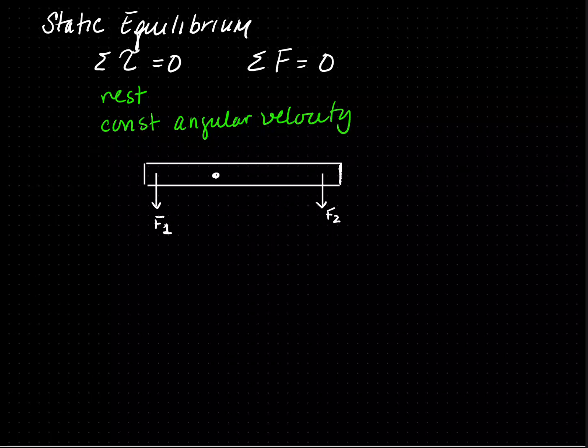To solve static equilibrium problems, we write a sum of torque net, which is equal to 0, and a sum of F net, which is also equal to 0. Since force is a vector, if we have vectors in the y direction, we write a sum of Fy. If we have vectors in the x direction, we write a sum of Fx is equal to 0. If we have both directions, then we have to write two equations.